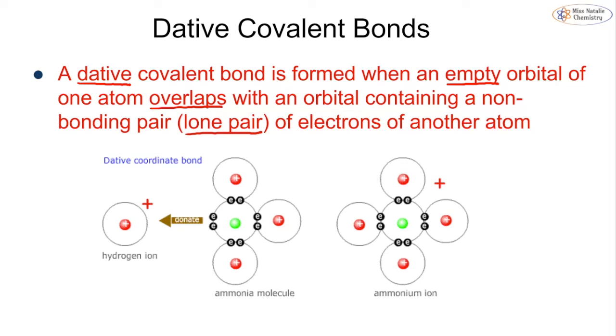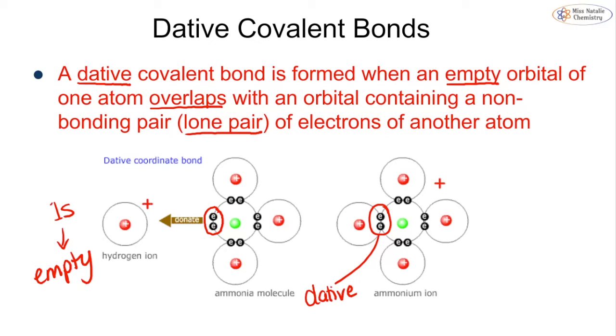For example, if you have a hydrogen ion that contains no electrons at all, it has the 1s orbital, and that 1s orbital in a hydrogen ion is empty. So that 1s orbital can overlap with an ammonia molecule that contains this pair of electrons that are already paired up, so we call this a lone pair or a non-bonding pair, and that donates both of the electrons from the ammonia into the hydrogen ion, causing a bond to be formed. And this bond here is our dative covalent bond.